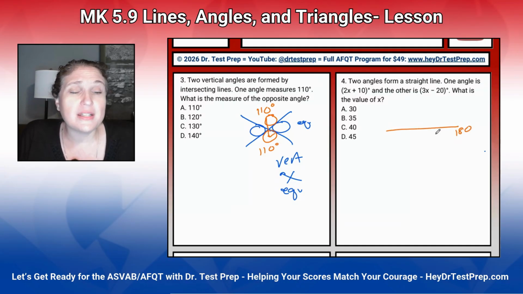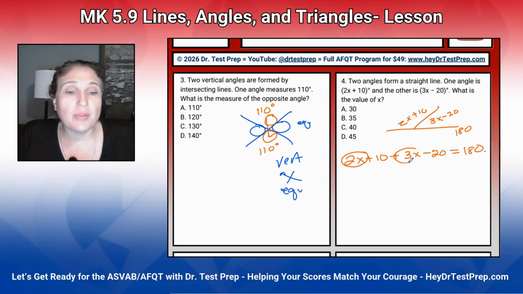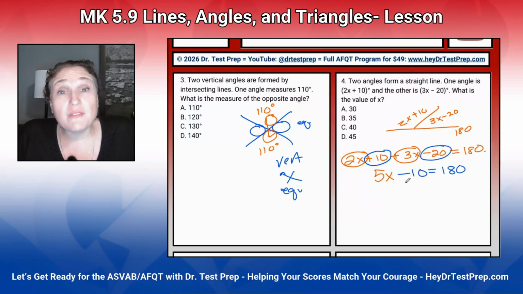Okay. Here, two angles form a straight line. Now we're getting into the harder ASVAB-like questions. One angle is 2x plus 10. The other angle is 3x minus 20. What is the value of x? All of these, when we add them up, are going to give us 180 degrees. So we've got 2x plus 3x is 5x. Then we've got positive 10 and negative 20. When we simplify that, it gives us negative 10. The inverse operation to subtraction is addition.